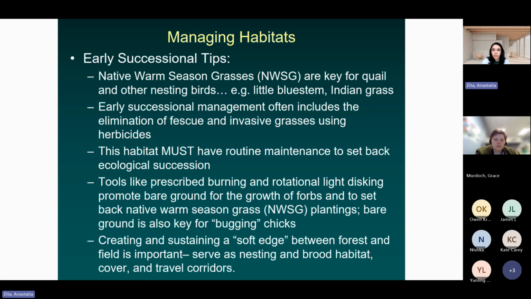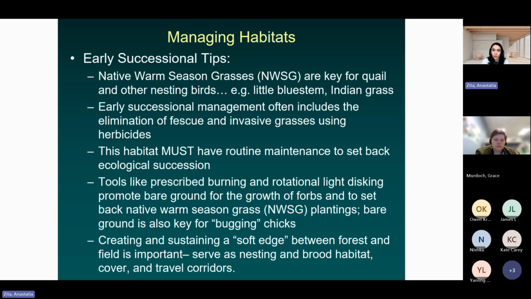Early successional habitat management is important for maintaining habitats for nesting birds, like quails. Native warm season grasses, like little bluestem and Indian grass, are key components for this habitat. Early succession management often involves eliminating invasive grasses with herbicides, and it's important to routinely maintain this habitat to prevent ecological succession.